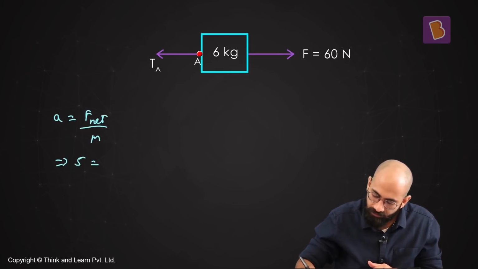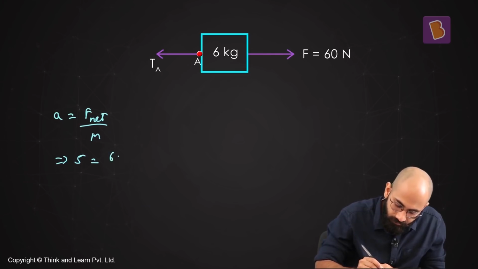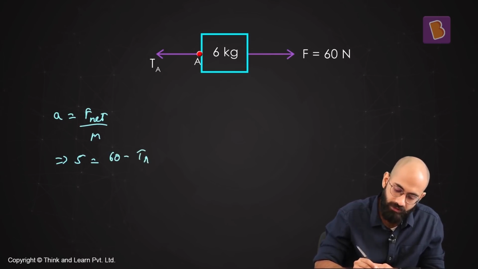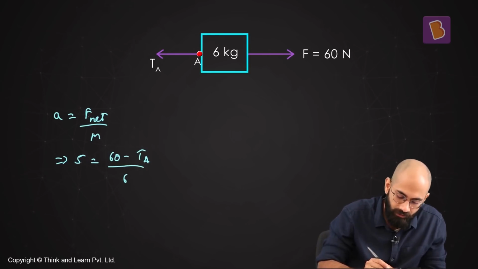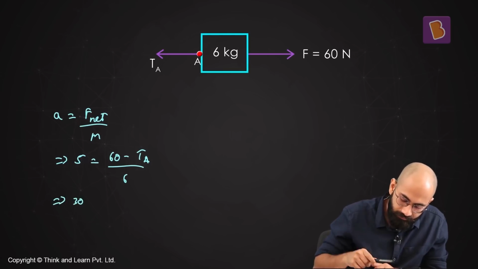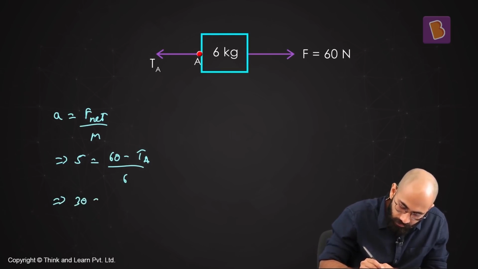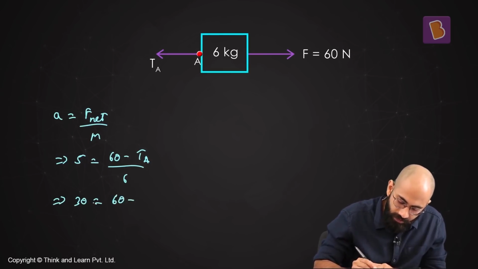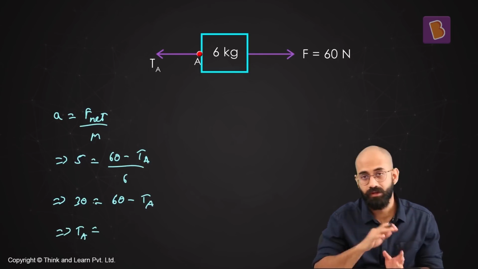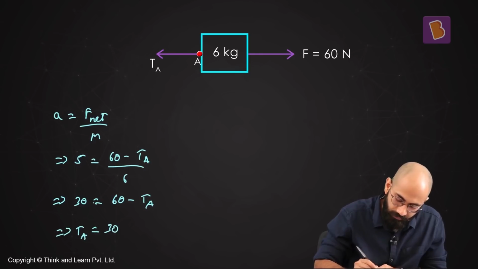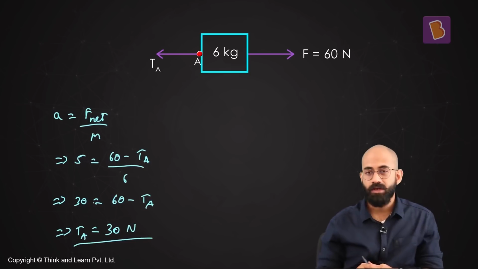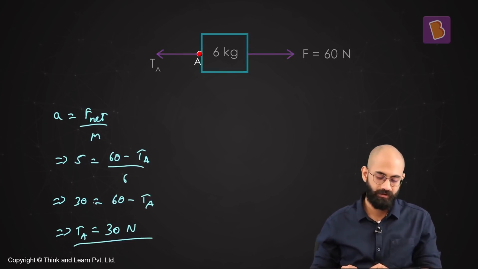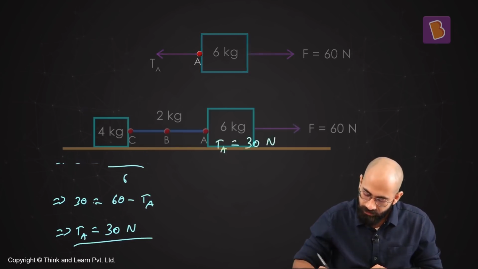What's its F net? 60 minus TA, right? Divided by its mass, which is 6 kgs, right? So this implies that 30 is equal to 60 minus TA, which means that TA is equal to 60 minus 30, which is 30 newtons. So the tension at point A is 30 newtons. Great. Okay. Now let's go to the other case.